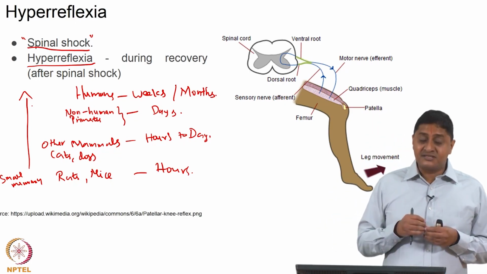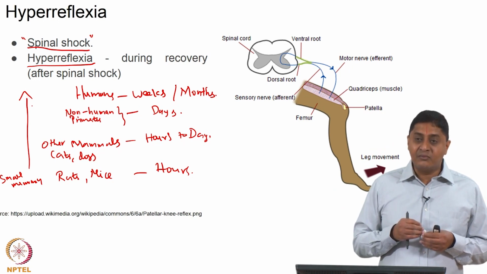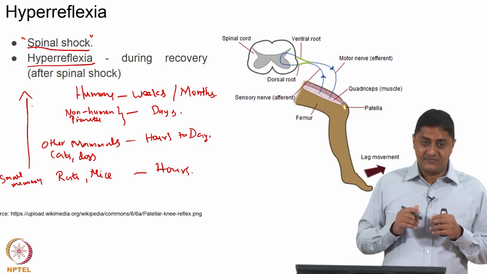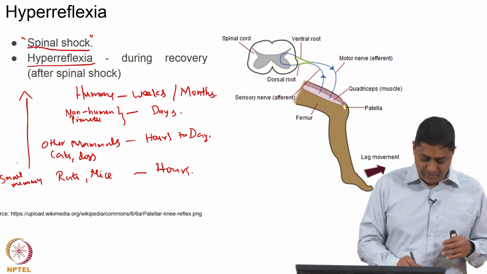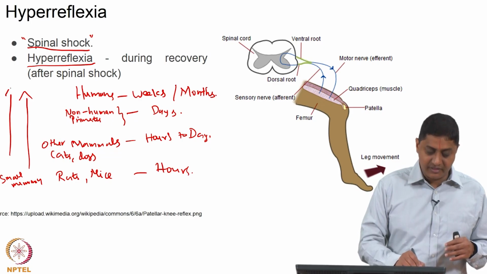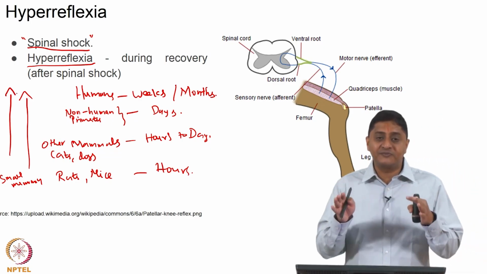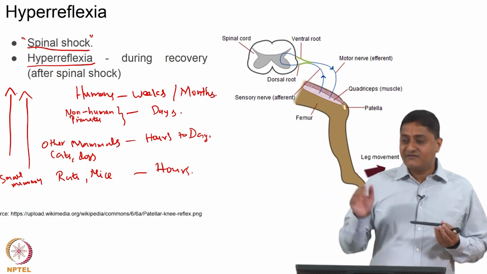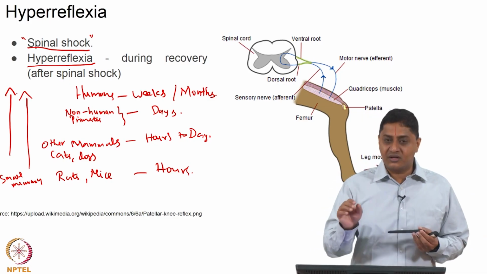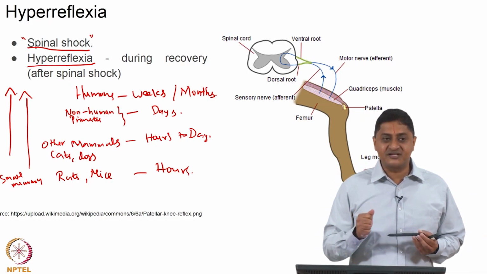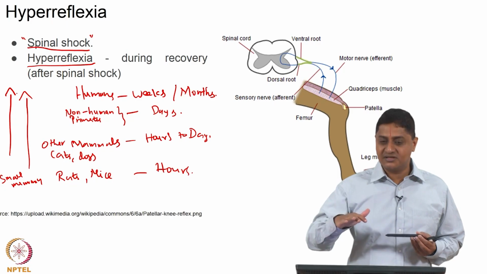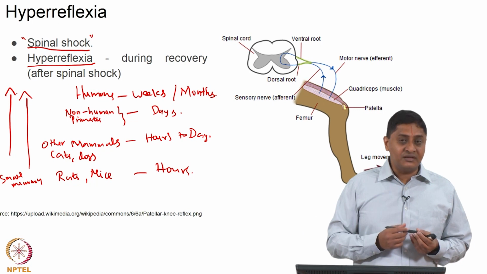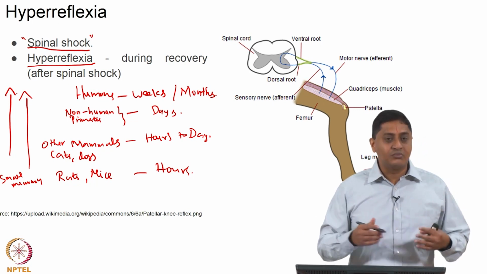That also means that the amount of supraspinal influence on the reflexes is greater as you move from the bottom to the top. As you go from here to here, the influence of the supraspinal centers in the control of reflexes is greater. In other words, in humans there is very fine control of the reflexes exerted by the brain and higher centers. So, when that control is lost, what you see is that recovery takes more time.